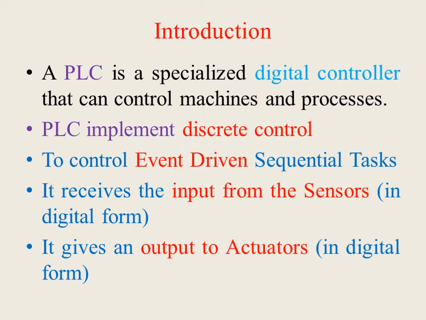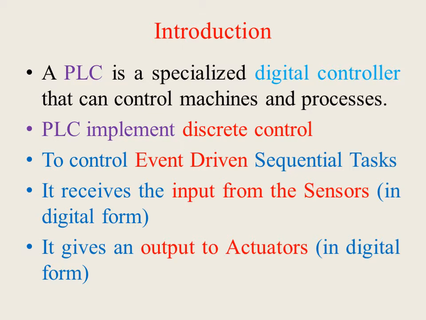A PLC is a specialized digital controller that can control various kinds of machines and processes. The processes may be chemical processes, flow control processes, or composition control processes. So it may be industrial processes. Various kinds of machines and processes can be controlled. Basically the PLC implements discrete kind of control in mechatronics.